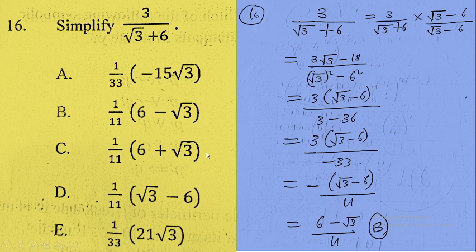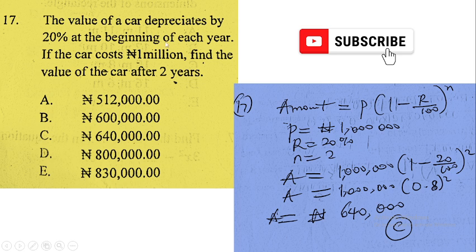Now let's go to question number 17. Question number 17 is on depreciation. Depreciation as a topic is under arithmetic of finance, so we'll be solving a question on depreciation here. The value of a car depreciates by 20% at the beginning of each year. If the car costs 1 million, find the value of the car after 2 years.